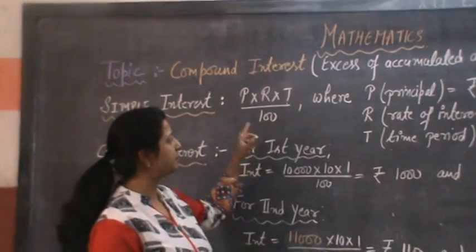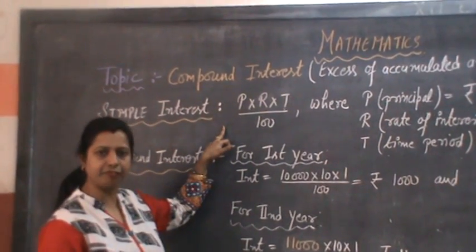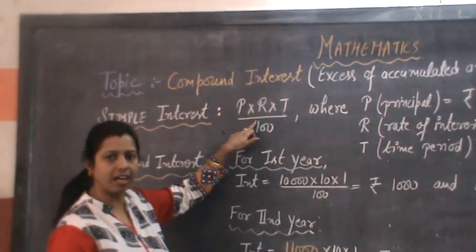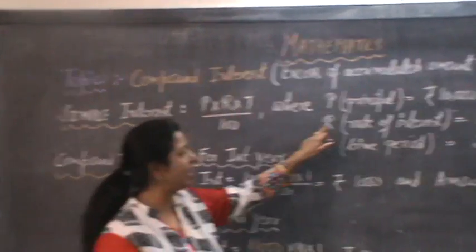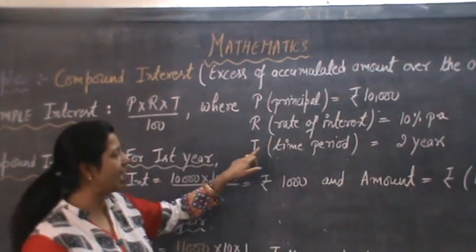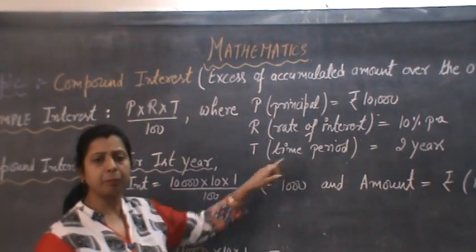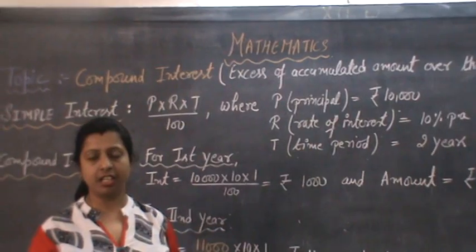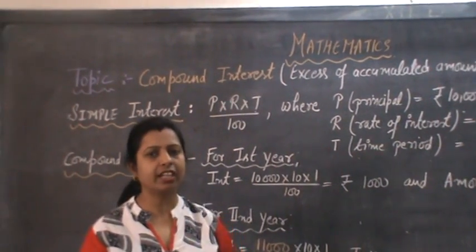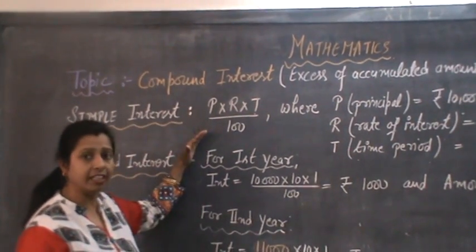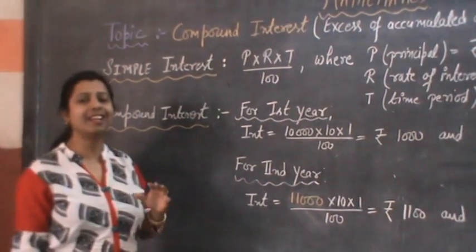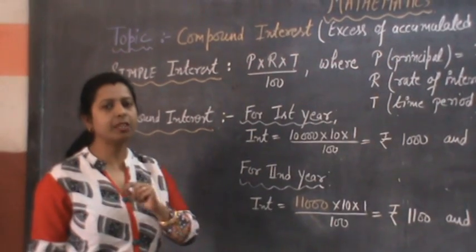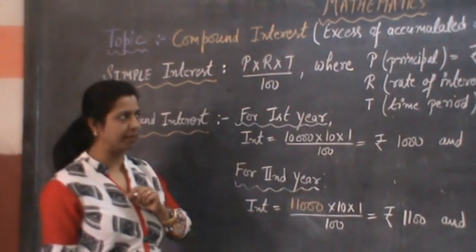You know that simple interest is calculated by the formula P into R into T by 100, where P stands for principal, R stands for rate of interest and T stands for time period. But in many business transactions nowadays, interest is not calculated by this method. Rather, they adopt compound interest. So we should know what compound interest is.